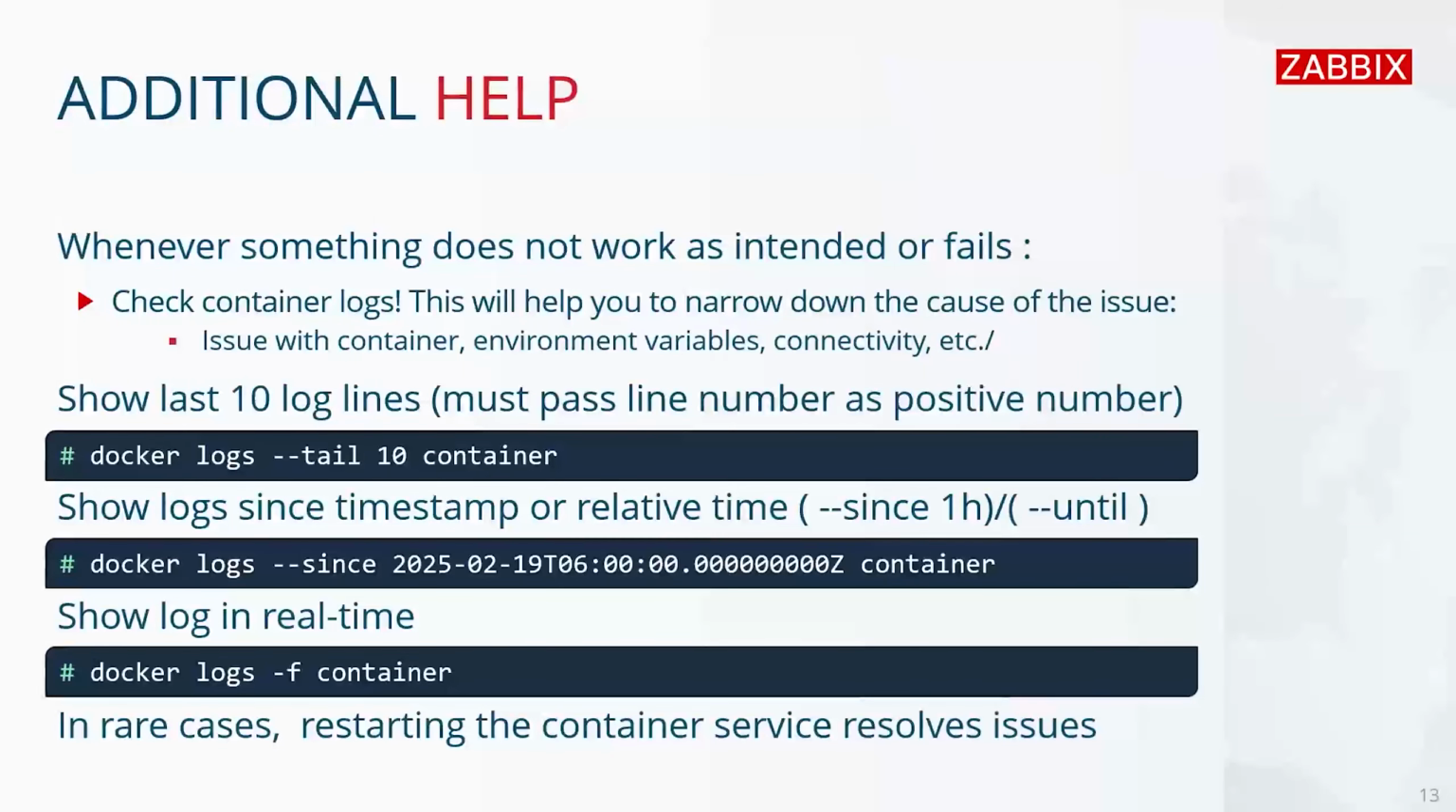One thing you should remember: if something doesn't work as intended, you can always check the container logs. You can also specify a number of lines you would like to see, or maybe you have some issue which started at some specific time. You can specify this and check only the time period you're interested in, or you're debugging in a live session and would like to check, okay, if I do this, what will happen? You can also use option -f to show the log in real time.